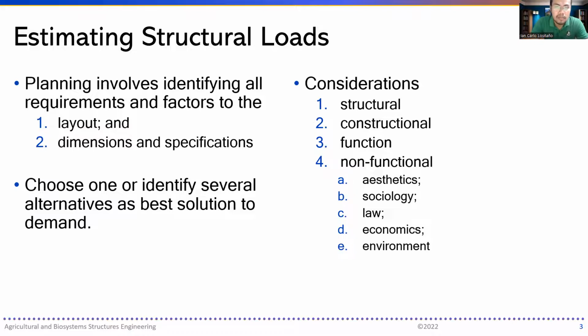The considerations usually in engineering structures and buildings are the following. You have the structural considerations, the constructional considerations, and there's also the functional and non-functional considerations. When we say non-functional, this could be broken down into aesthetics, sociology, law, everything related to the legal aspects of the construction. There's also economics and environment.